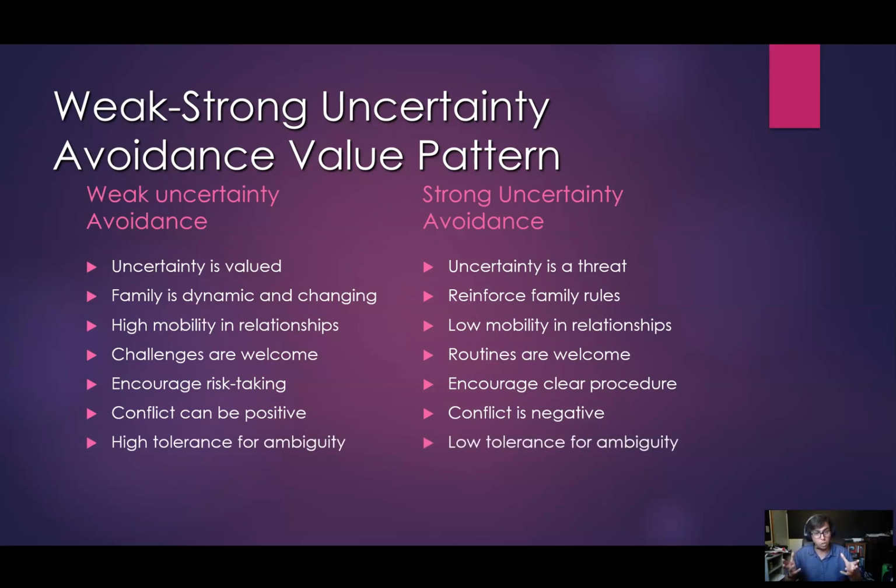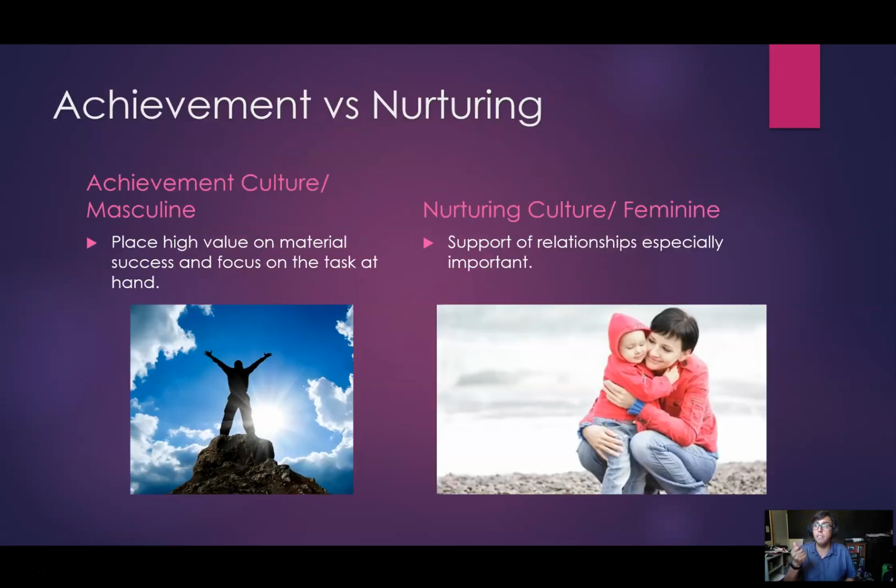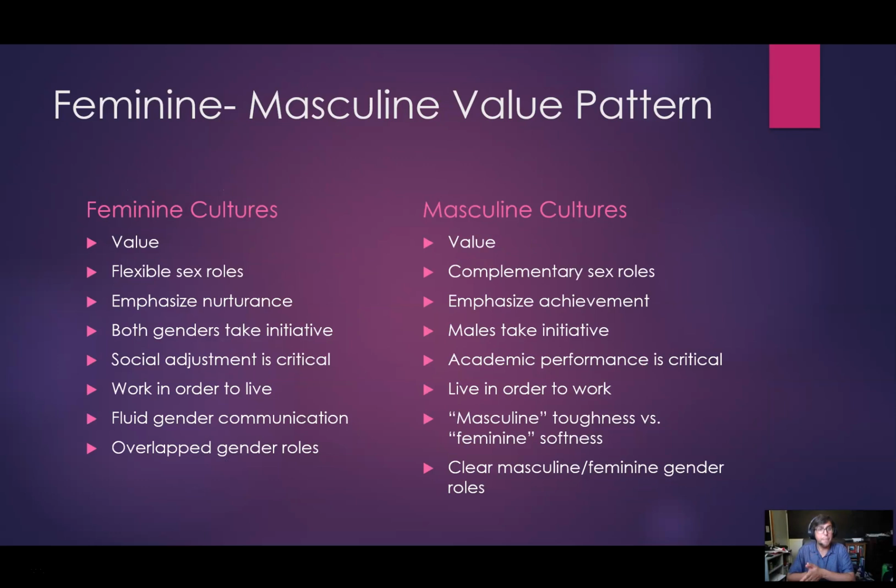So now that we understand uncertainty avoidance, now we focus on masculine and feminine roles. Masculine, also called achievement culture, places high value on material success and focuses on the task at hand, whereas nurturing culture is more focused in support of relationships, which is especially important in those situations. So, feminine and masculine cultures value very different things.